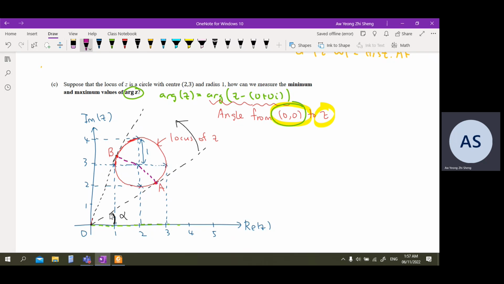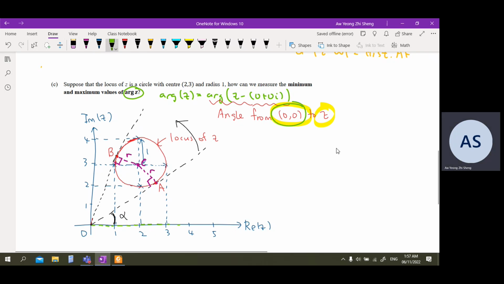Because your black dotted lines are tangents to the circle, for sure you will have 90 degrees here, 90 degrees here, because the radius must be perpendicular to the tangent. For ease of referencing, I will label the center as C. So CA is a radius, CB is also a radius. I have a distance of R here, distance of R here.